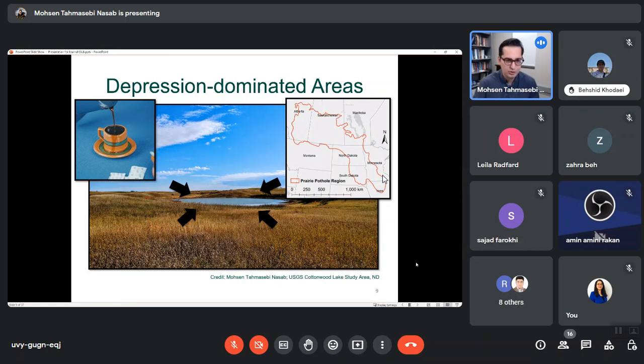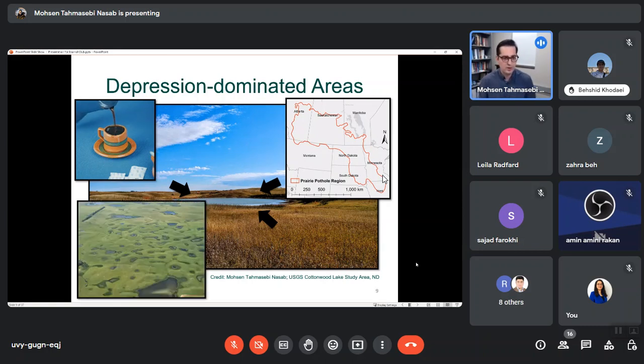All right, and just to show you how common these depressions are in the topography of United States, this is an aerial imagery of the depressions, all these teeny tiny small sinks and depressions that are all connected together.